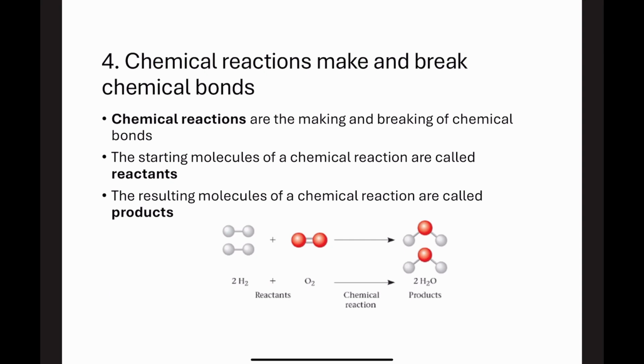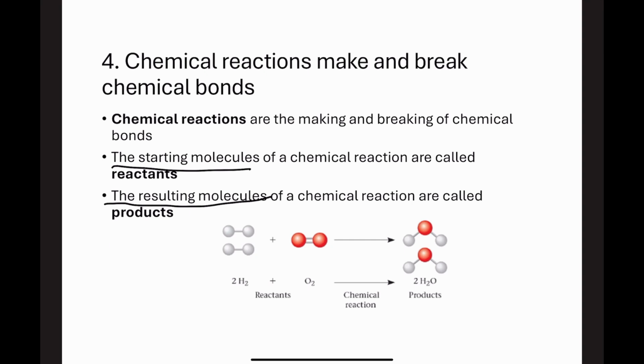And this is because breaking a bond requires energy input to overcome the attraction that is found between the atoms. Meanwhile, forming a bond is going to release energy because the atom becomes more stable. So an important term to know is reactants. Reactants are just the starting molecules of a chemical reaction. And on the other hand, we have products. Products are the resulting molecules of a chemical reaction.